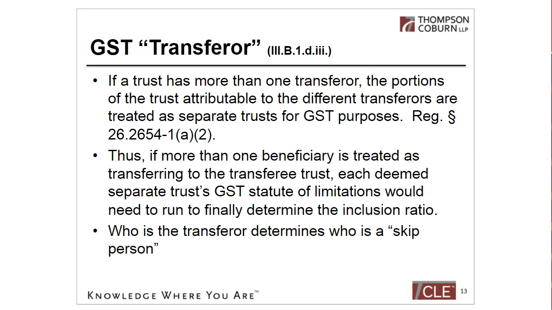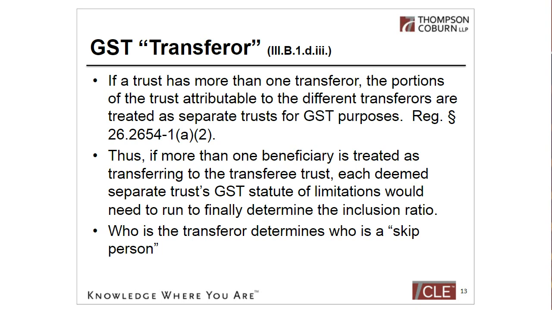And then if you're going to run the statute of limitations, you have to do it for each of these deemed separate trusts. And who is the transferor depends on who is the skip person. So if you have, you know, Dad created the old trust for the benefit of child, well, maybe it's just for the benefit of descendants, and then the new trust is for the benefit of descendants.